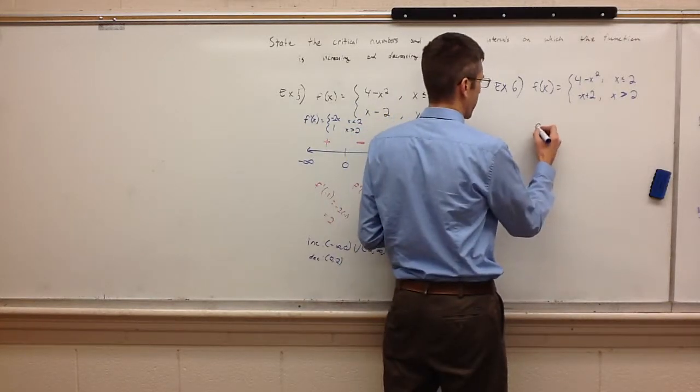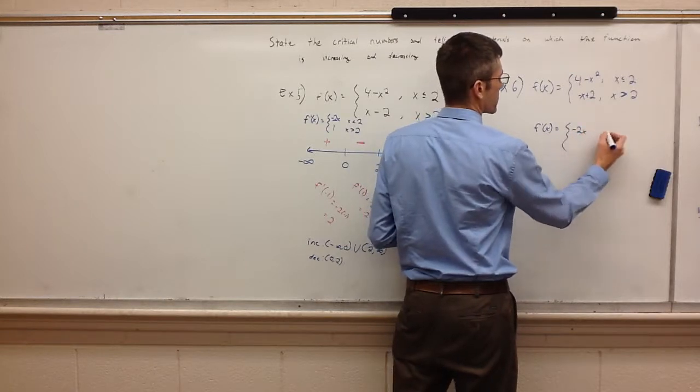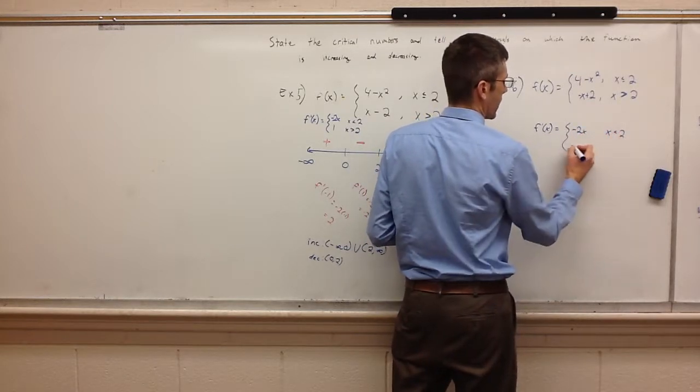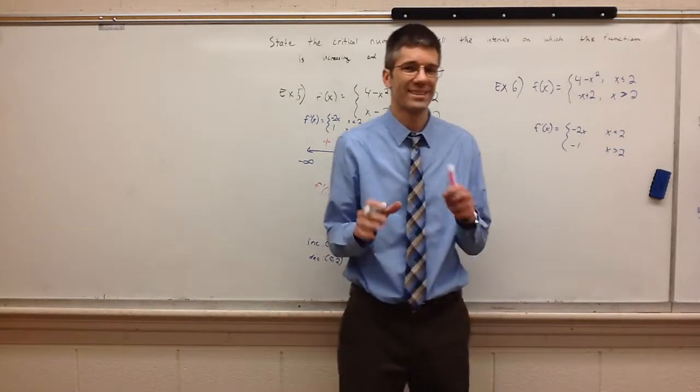Here is the deal. Let's go ahead and write down f prime of x. And that would be negative 2x for all the x less than 2, and negative 1 for all the x greater than 2. And what we really want to know is what exactly happens at 2.